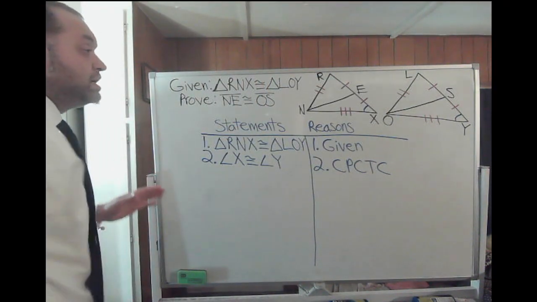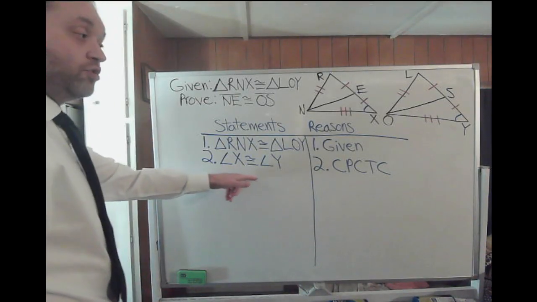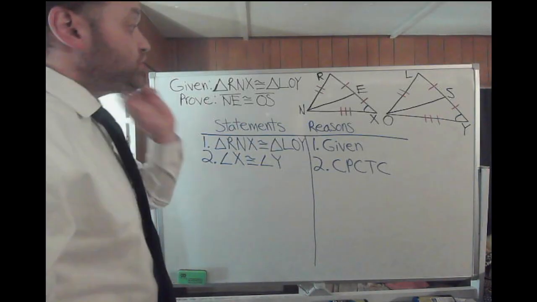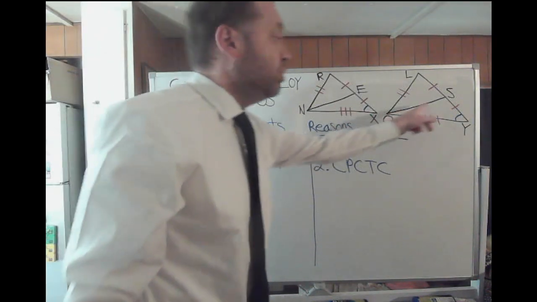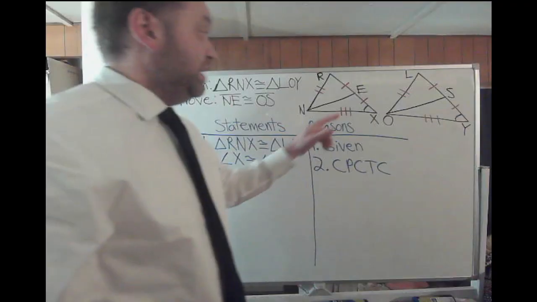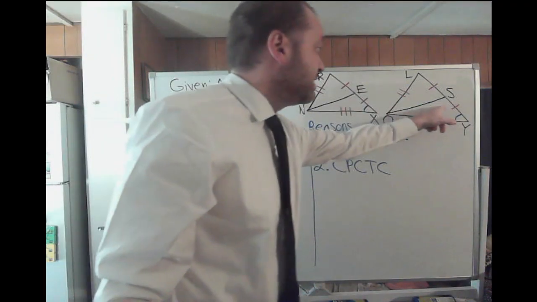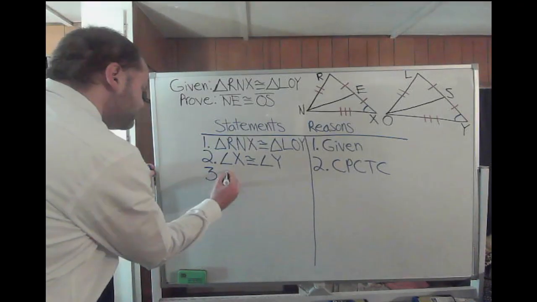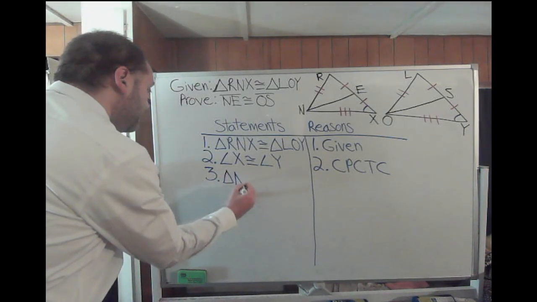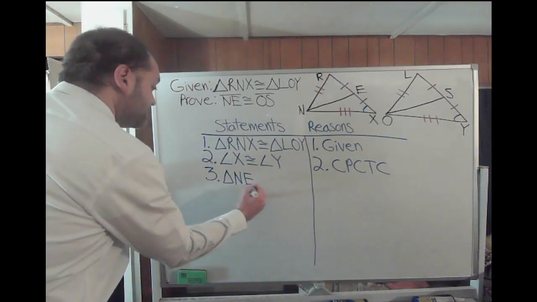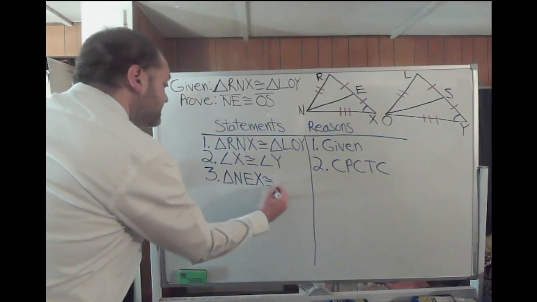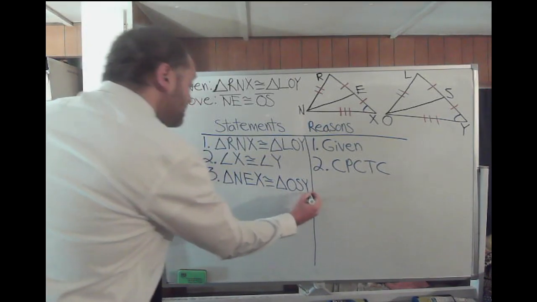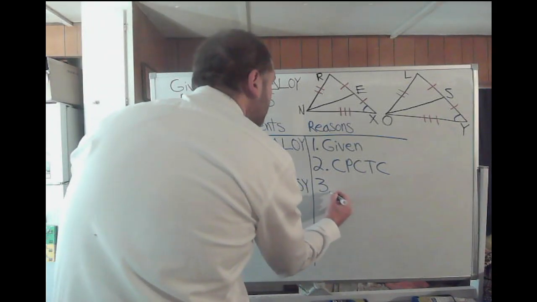Okay. Now we've proven X and Y congruent by CPCTC. Now look at triangles NEX and OSY. Each of them have a side, angle, and side congruent to each other, right? So our very next step is to say that triangle NEX is congruent to triangle OSY by the side angle side postulate.